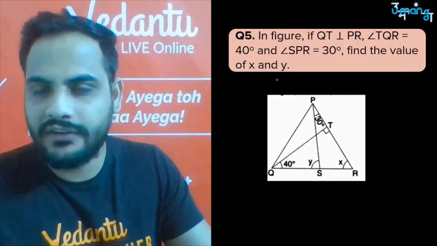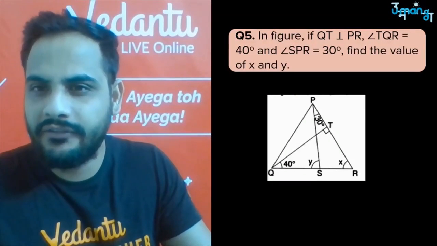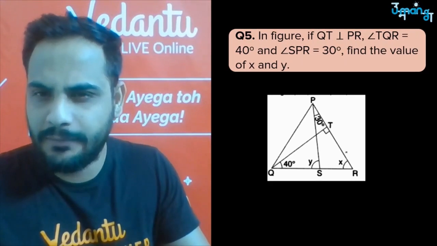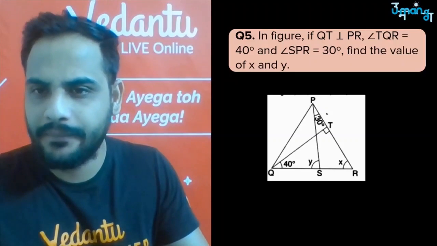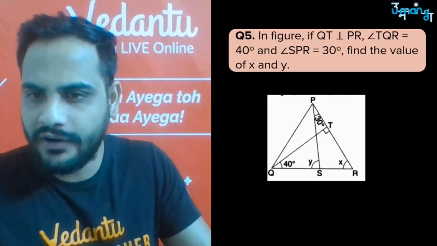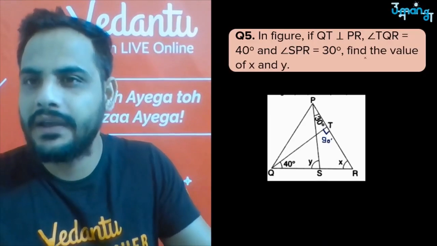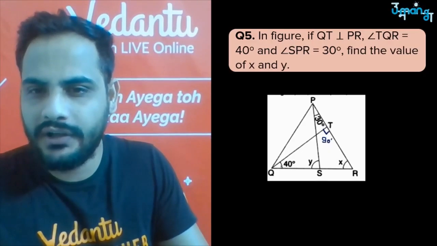Now look at this question. In the figure, QT, where is QT? QT is here, and it is perpendicular to PR. So QT is perpendicular to PR. This angle is 90 degrees, already shown here. Angle TQR is 40. Okay, this is 40.